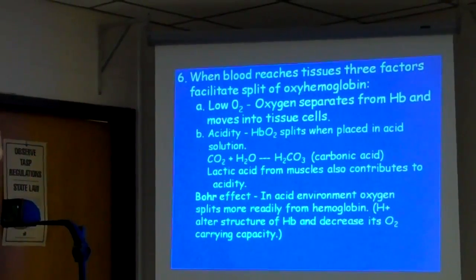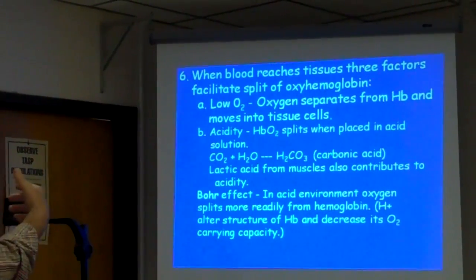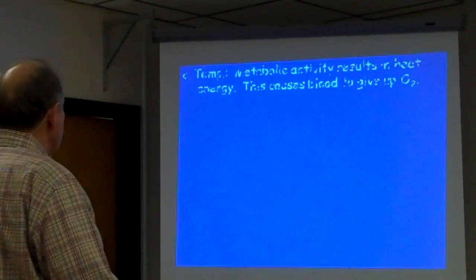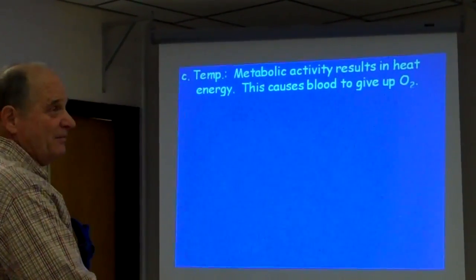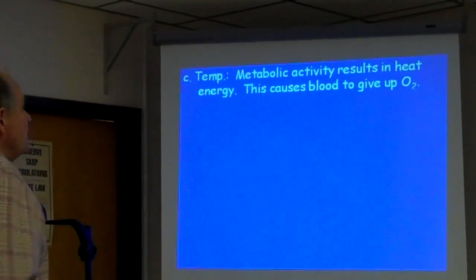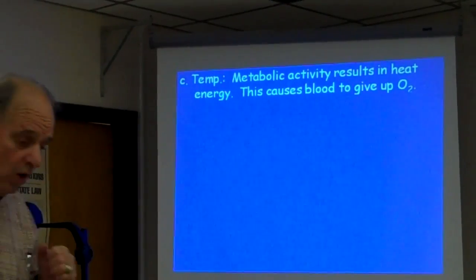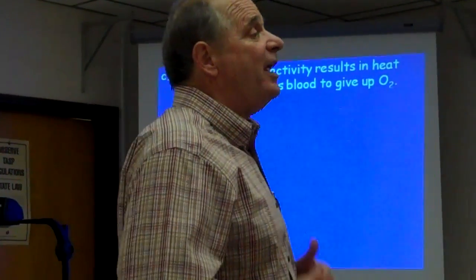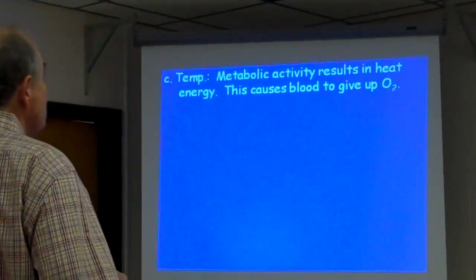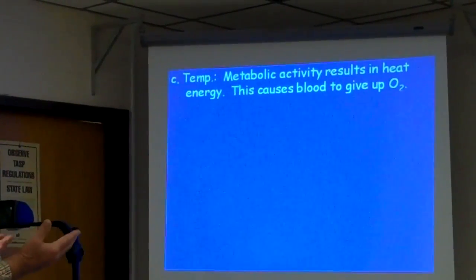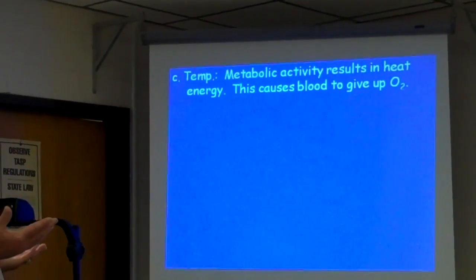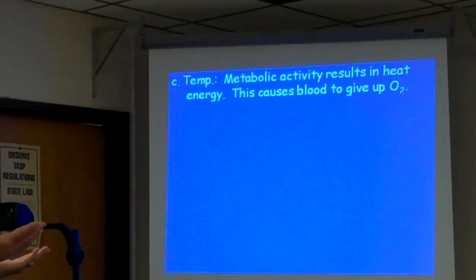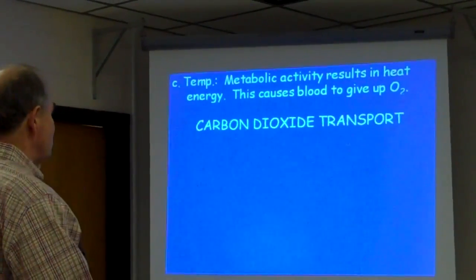So what are a couple of factors? Low O2, acidity, and then there's one more of these, temperature, that I emphasize, metabolic. In other words, when you do stuff, you walk around, the temperature in the muscles is going to elevate a little bit, and that increase in temperature will also cause blood to give it up. That causes the hemoglobin to give up oxygen. So that is another, that's just a fact.